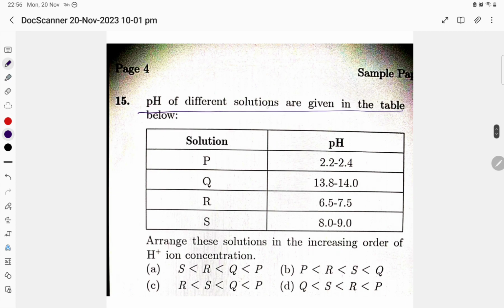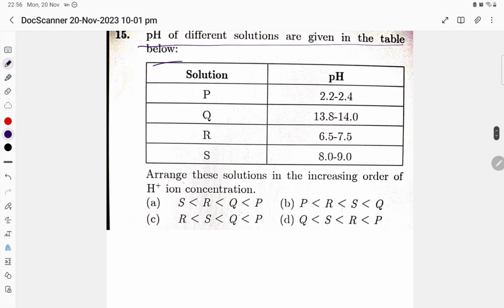pH of different solutions are given in the table. Arrange these solutions in increasing order of H+ ion concentration. So which will give the higher acidic nature, the faster H+ ion. First it will give P because pH is less. Then it will give R, because after that this is PS.